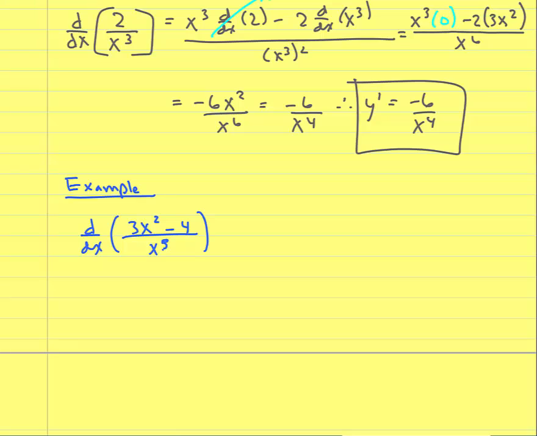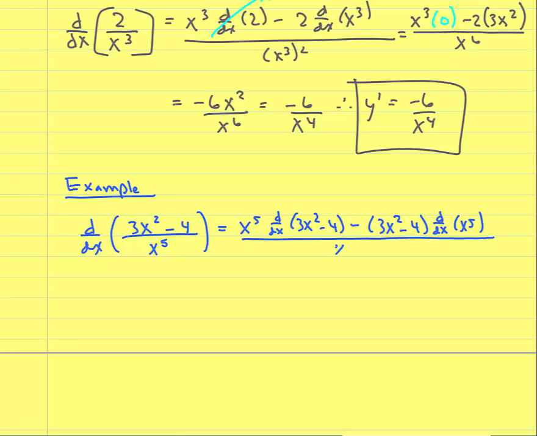Now if I wanted to, I could separate this into 2 different fractions and take the derivative of each one. But I'm going to go ahead and use the quotient rule on this one. So that would be the bottom times the derivative of the top minus the top, remember you need your parentheses here around that entire top, times the derivative of the bottom all over the bottom squared.